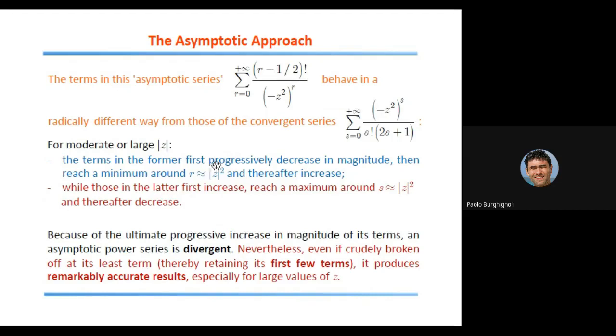Because of this, this asymptotic series cannot be convergent, because as you may remember, in order for a series to be convergent, its terms must ultimately go to 0 in absolute value, whereas in this asymptotic series, the opposite happens. If you increase indefinitely the value of the index r, then those terms will increase after the minimum reached at this particular value here. So this series is divergent.